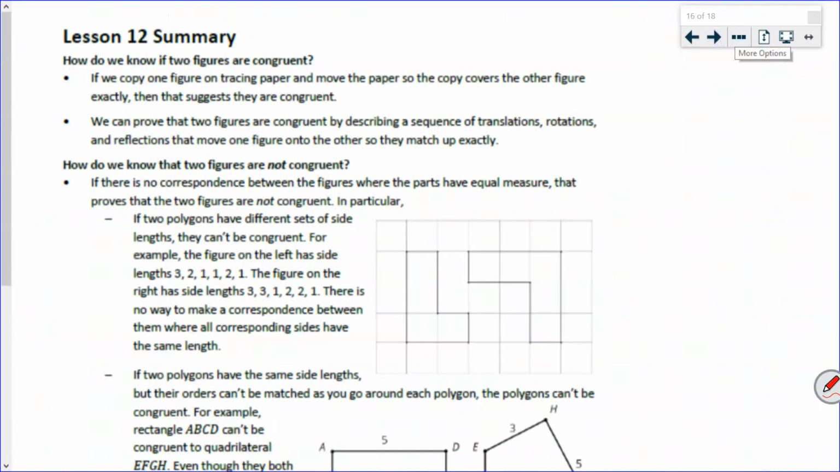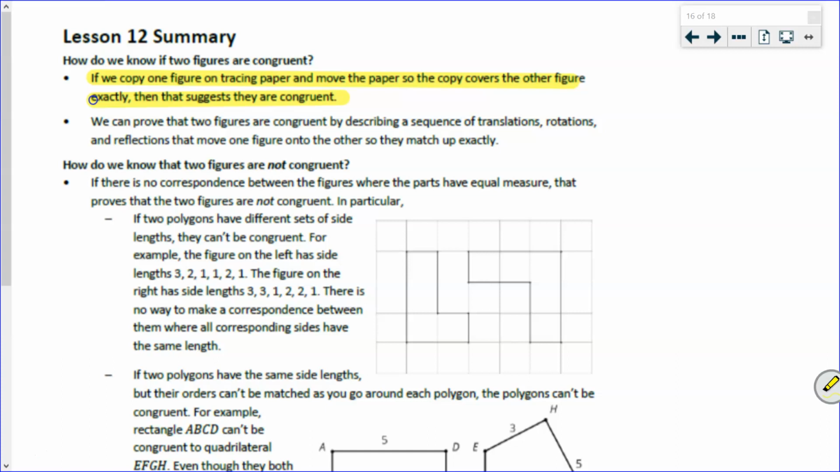Let's highlight. Okay, how do we know if two figures are congruent? You guys use your tracing paper a lot, and if we can trace it on the tracing paper and then just move the tracing paper so that it copies onto the other figure, then that means they're congruent. Thank you for highlighting with me.